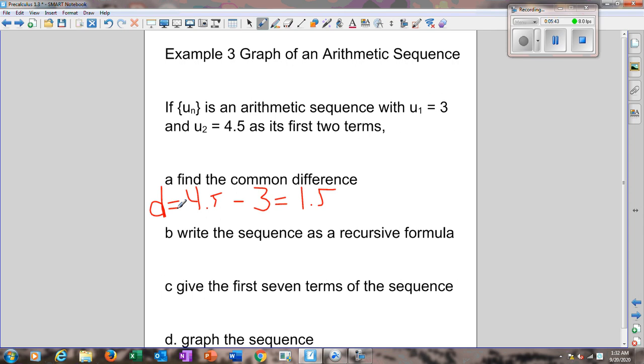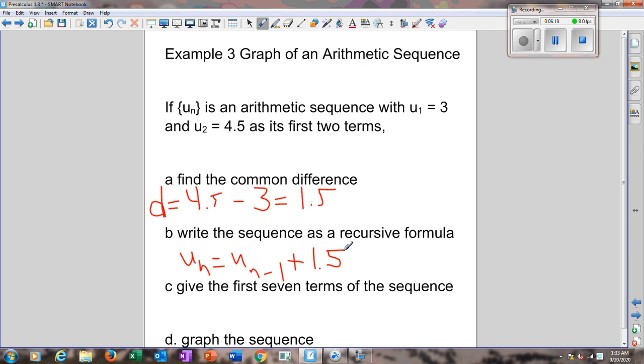Write the sequence as a recursive formula. So remember, when I'm writing something as a recursive formula, it is going to be u sub n equals u sub n minus 1 plus the common difference, which is 1.5. So as my recursive formula, to find each of the next numbers, I have to add 1.5 to it.